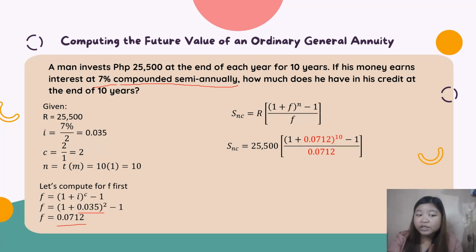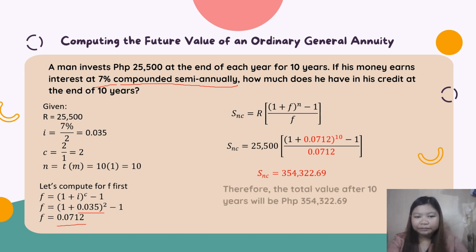You may pause this video again so that you can solve and compare our answers. So the answer is 354,322.69. Therefore, the total value after 10 years will be 354,322.69.